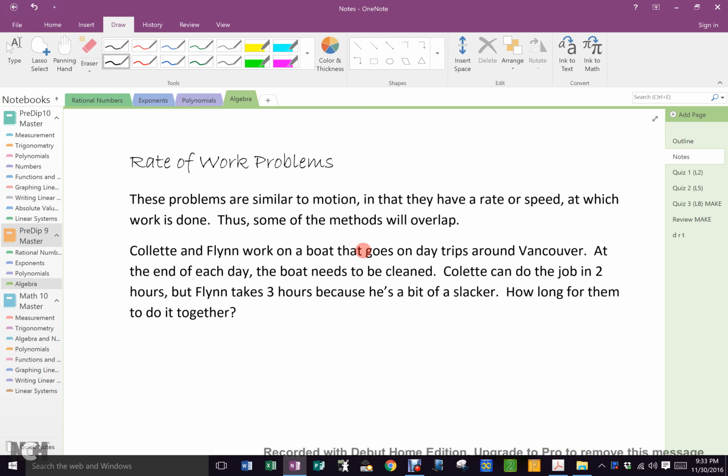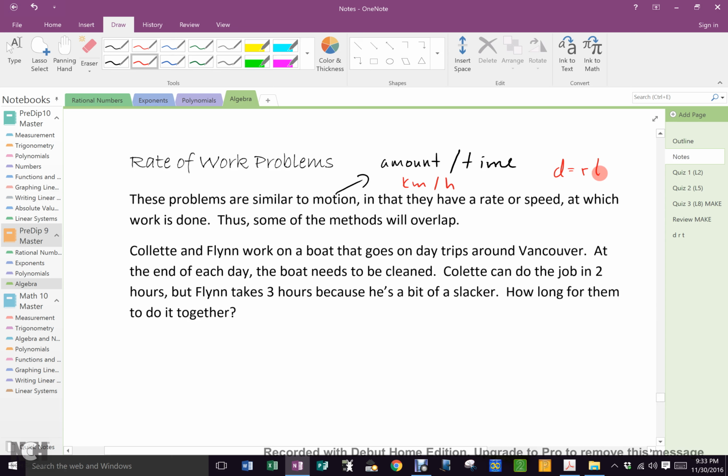Here it goes. So we're going to do rate of work problems, and they're similar to motion in that it's an amount per time. Just like in speed, we had kilometers per hour or something like that. So you're going to have something similar to distance equals rate times time. So let's have a look at this situation.